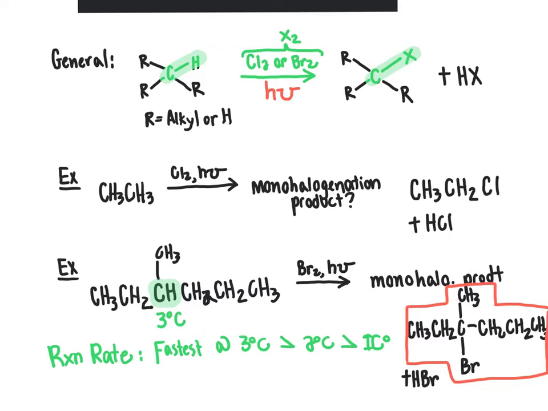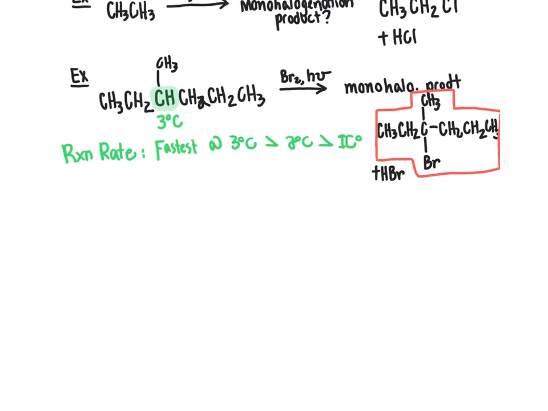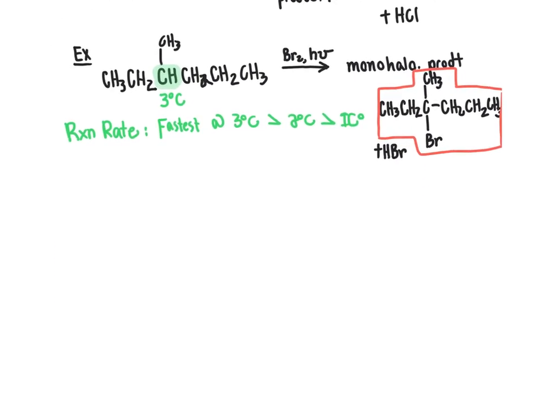So we can ask the question of why is it going to be the case that the reaction takes place fastest at a tertiary carbon? And in order to answer that question of why the reaction takes place the fastest at a tertiary carbon and slower at secondary or primary carbons, what we need to do is look at the mechanism of the reaction.